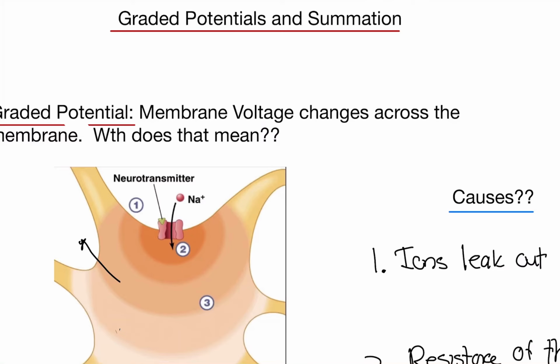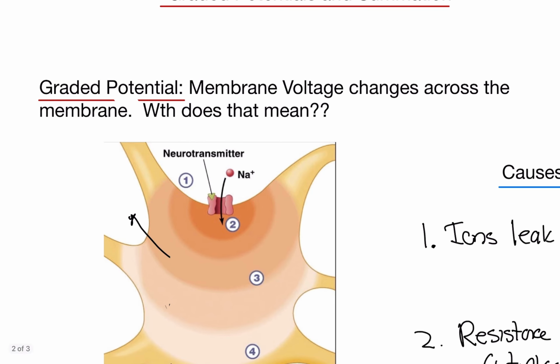All right, welcome back. Today we're going to be doing graded potentials and summation. So let's begin. What's a graded potential? My definition is membrane potential, or membrane voltage, changes across the membrane.